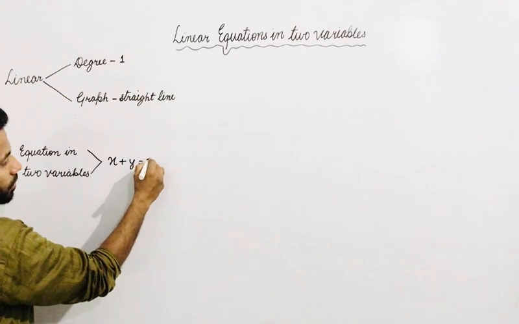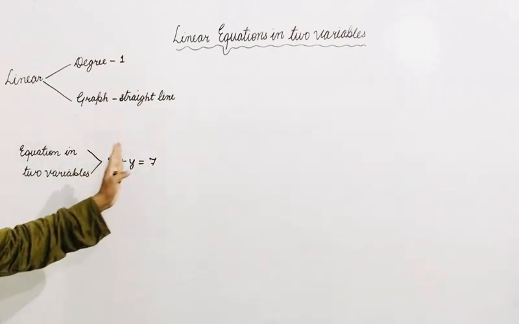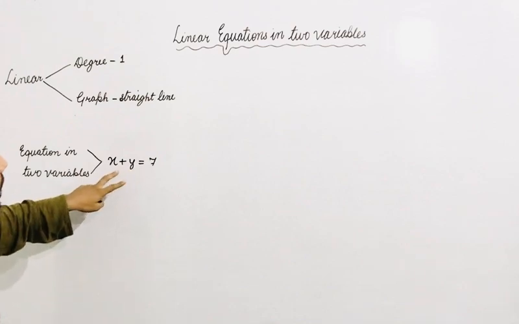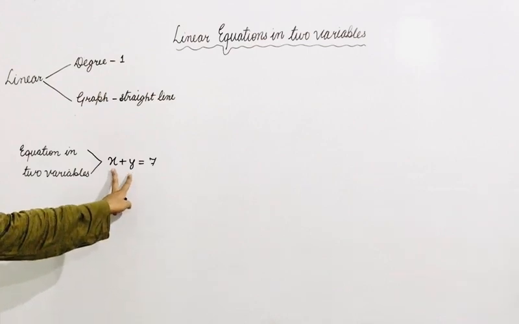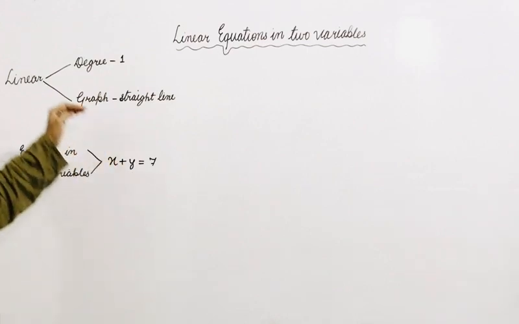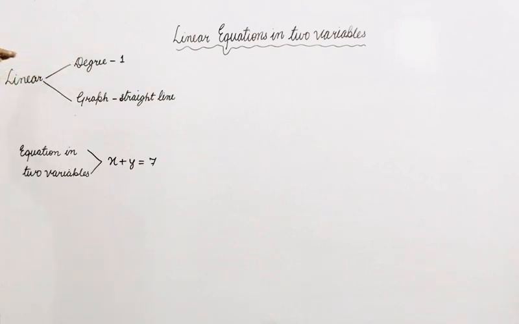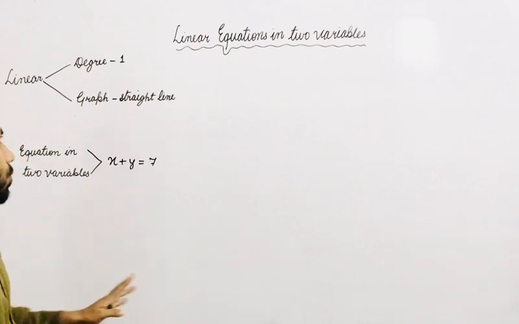If I write x plus y equals 7, this is a linear equation where the variables have degree 1, and there are two variables. So when we take all together, it is a linear equation in two variables. What does the term linear mean? It means that the degree of that equation will be 1 and the graphical representation of that equation will be a straight line. And equations in two variables means it will contain two variables such as x and y, y, z, any two variables.